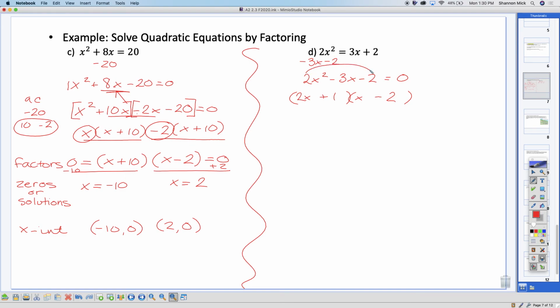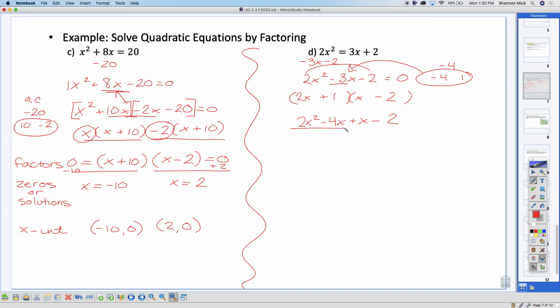A times C, so negative 4. So I need the factors of negative 4, and since it's negative, I want a difference, right? Negative 1 and 4, because I want negative 3. So it's going to be negative 4 and positive 1. So substituting these in for that 3, you have 2x squared minus 4x plus x minus 2.